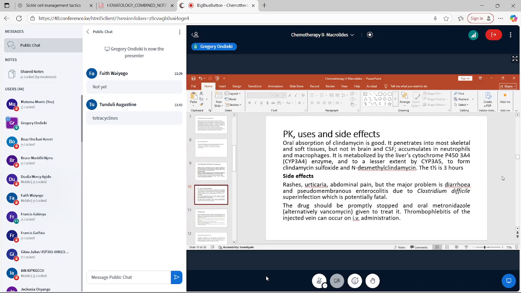You expect a patient to develop rashes, urticaria, abdominal pain. And a problem that the patient may develop is diarrhea, and that's very common also for drugs that have a broad spectrum of activity. I think we learned why. Did we learn why?